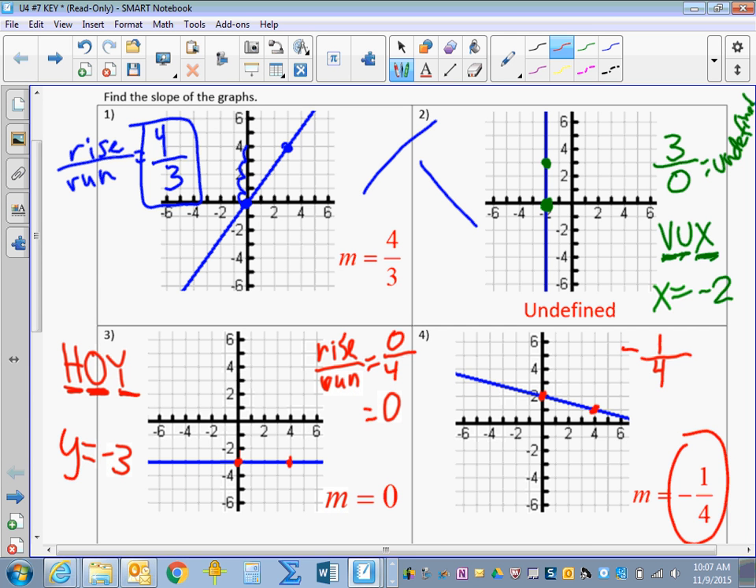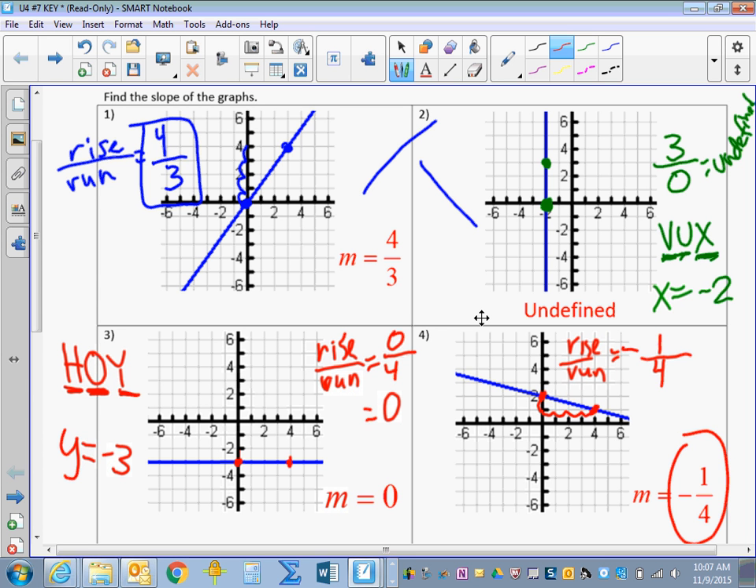Why isn't it 1 over 6? So I picked 2 points that it passes nicely through here. I went down 1, and then over 1, 2, 3, 4. It's rise over run. So don't look at the value there. Look at how long it took to get to the next one.